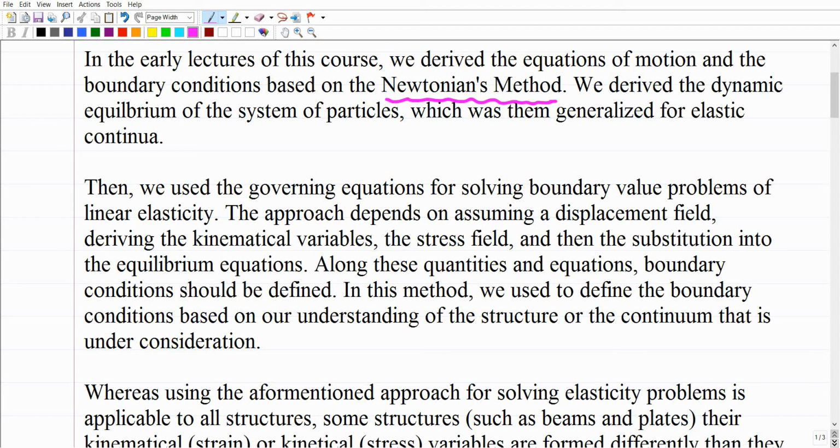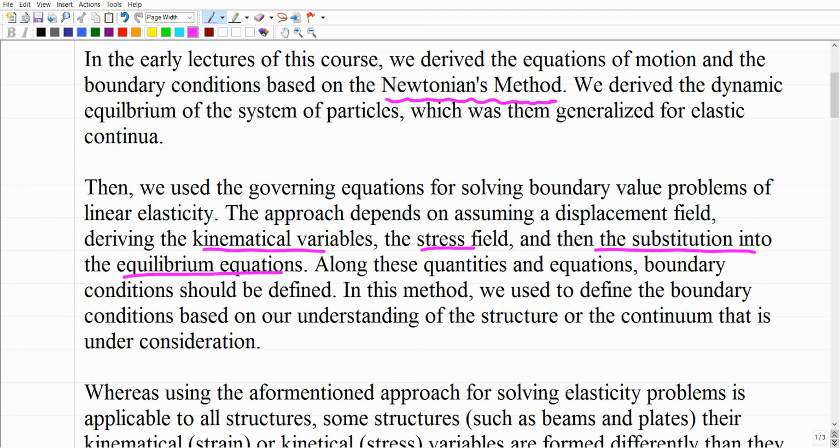Then we discussed the equilibrium equations or the equation of motion. Then we discussed the boundary conditions. But the key idea here, the Newtonian approach, depends on assuming a displacement field, as I mentioned, deriving the kinematical variable, the stress field, then the substitution into the equilibrium equations to end up with some differential equation or partial differential equation that should be mathematically solved.